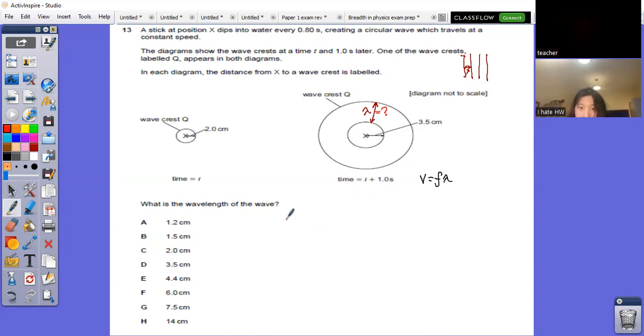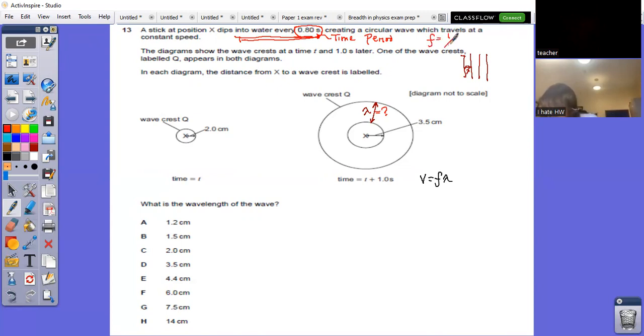Not quite. It says a stick at position X dips into the water every 0.8 seconds. So what is this telling us? If it's dipping into water every 0.8 seconds, what is this value representing? Is it a time period? Is it a frequency? Time period, correct. So this here is the time period. Is it 1 over 0.8? Correct, absolutely.